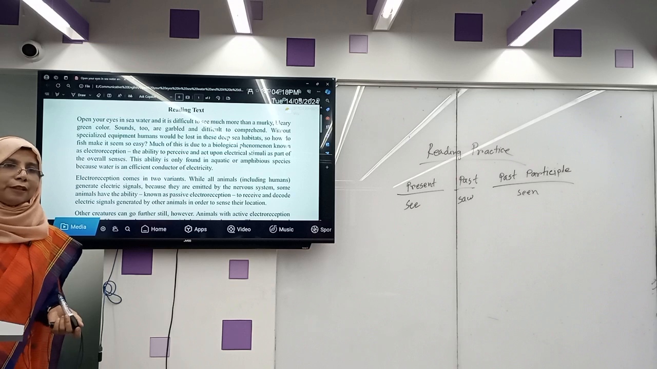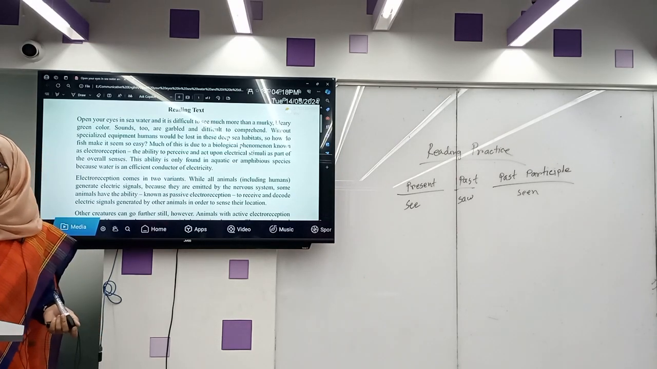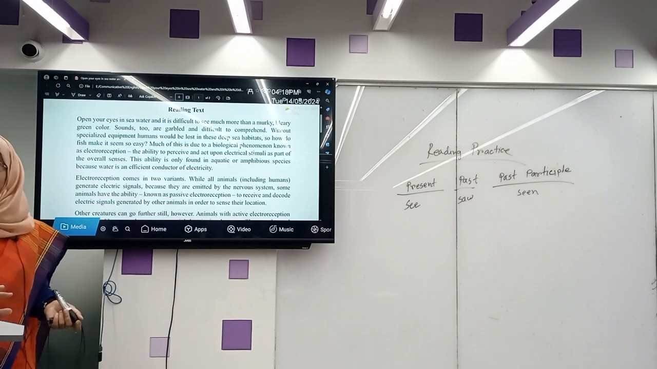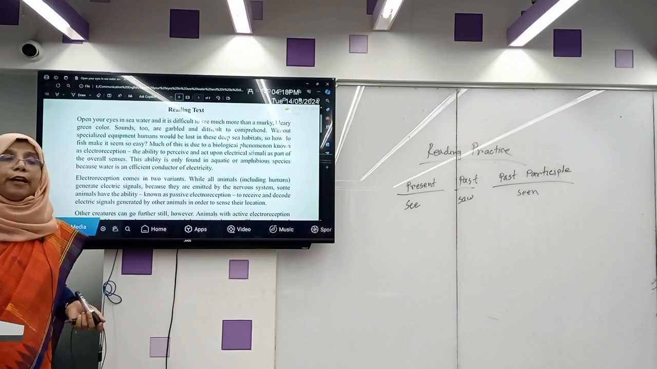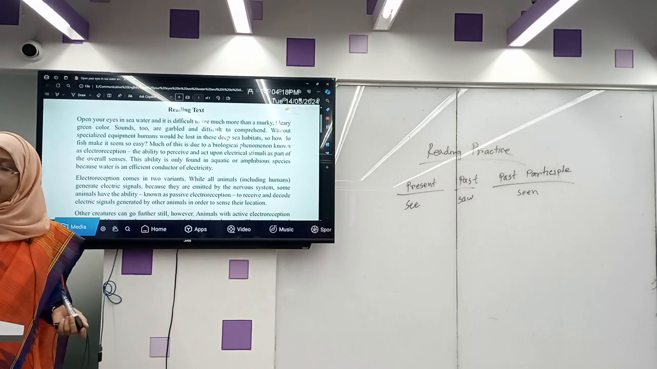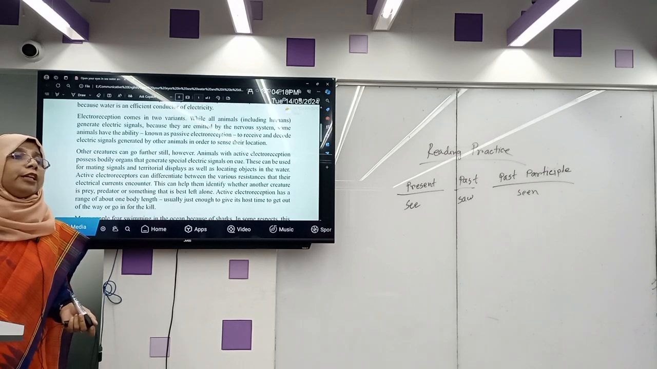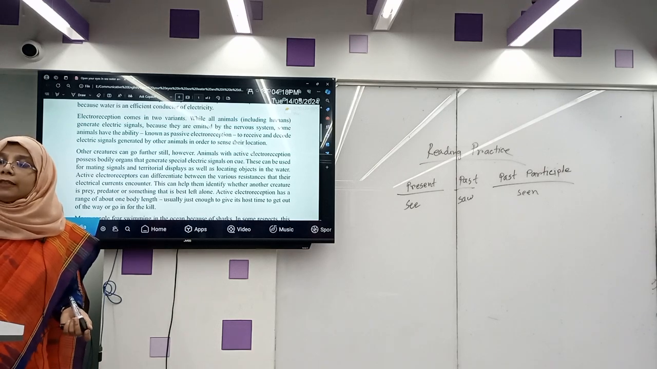You are CSE students, science background, so you can understand it better. যে জলজ প্রাণীদের মধ্যে এই অ্যাবিলিটিটা থাকে because water is an efficient conductor of electricity. So we have come to know about electroreception. This is the new term. Electroreception comes in 2 varieties.